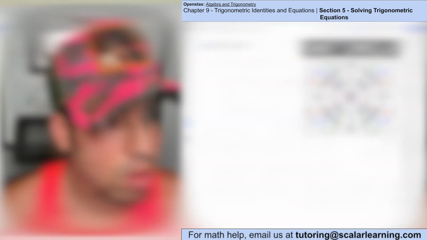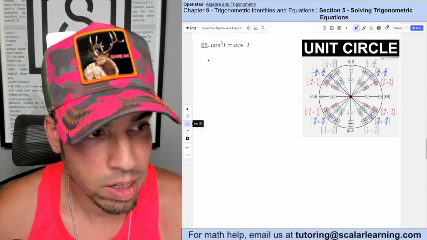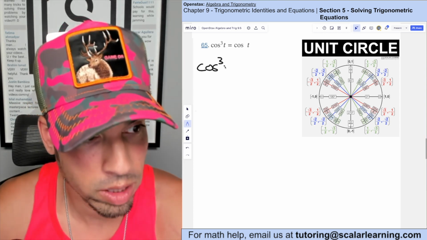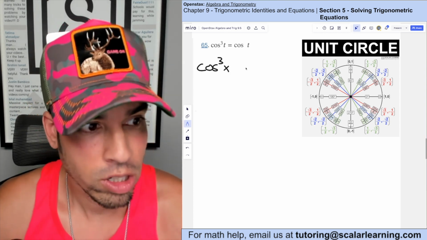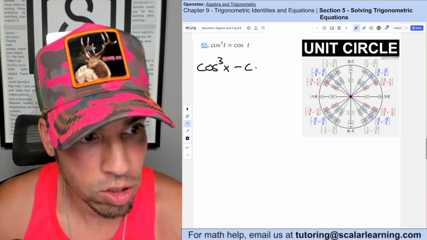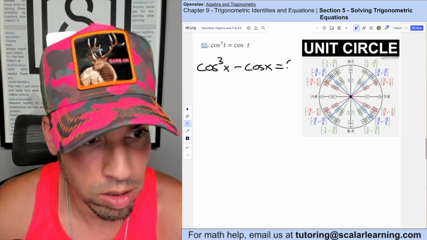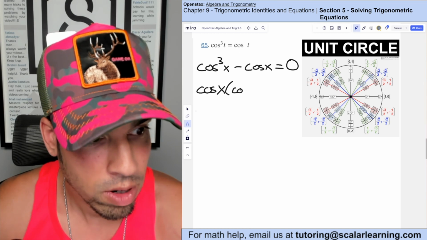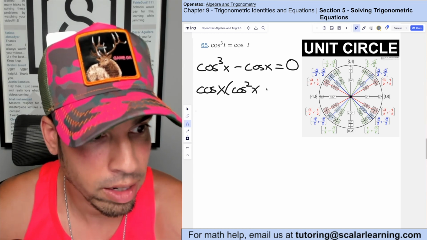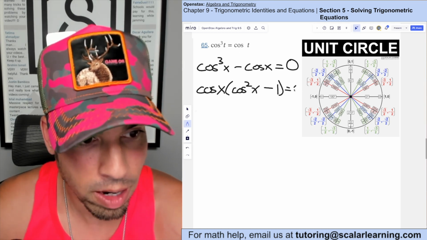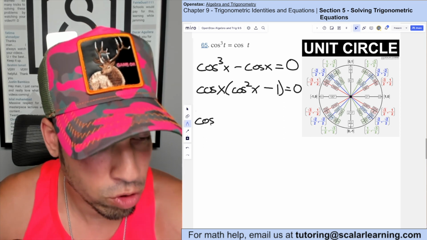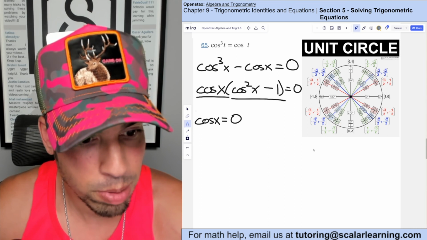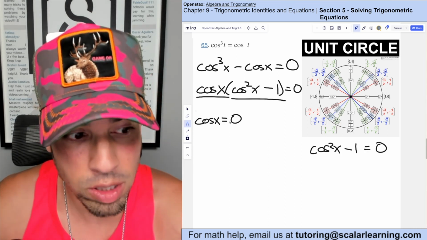Boom, done. So for this one, what I'm going to do is start by setting everything equal to 0. So I'm going to say cosine cubed, and I'm just going to rewrite t with x. I know it's t, but we're just going to say x. I like writing it better. Minus cosine x equals 0. Okay, now I can factor out a cosine, right? And then I have cosine squared x minus 1. Okay, now this is going to give me the basis for 2 different equations. One is just when this equals 0, and one when this piece equals 0. Now, when does cosine of x equal 0?